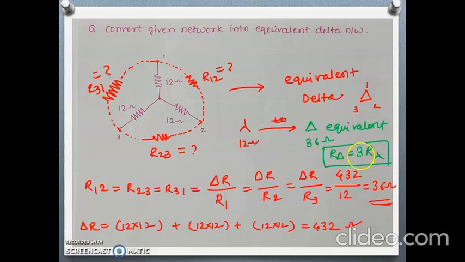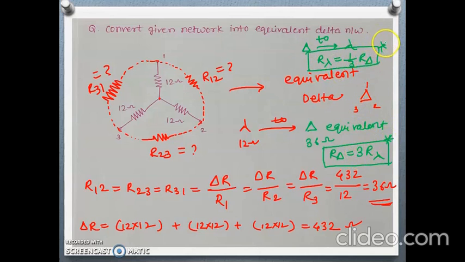R delta is equal to 3 times R star, and this is applicable where all the resistances are the same. In the previous lecture we already discussed that when we are converting from delta to star, what will be the resistor value? 1/3 of R delta. Okay. So these two expressions are important.